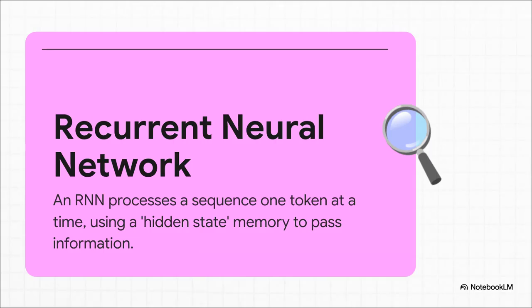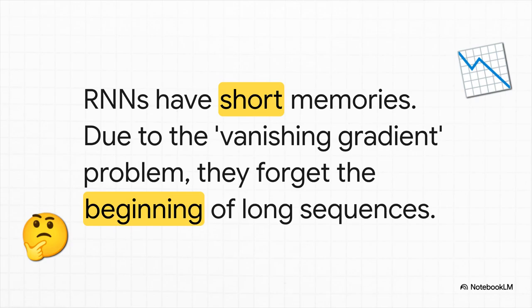The first real solution to this was the recurrent neural network, or RNN. And the genius of the RNN is that it works in a loop. As it reads each word, it doesn't just look at it and forget it. No, it keeps this little hidden state. You can think of it like a running memory that it passes along to the very next word. For the first time, a model could actually remember the beginning of a sentence by the time it got to the end.